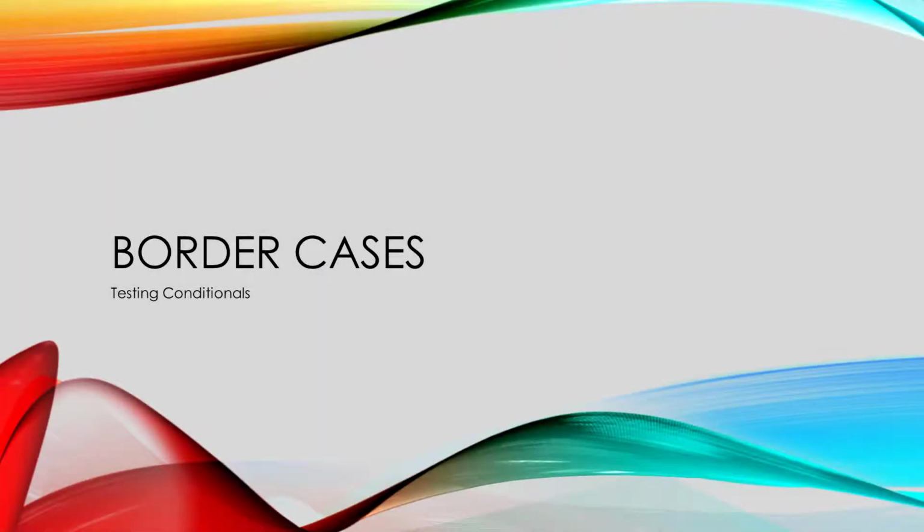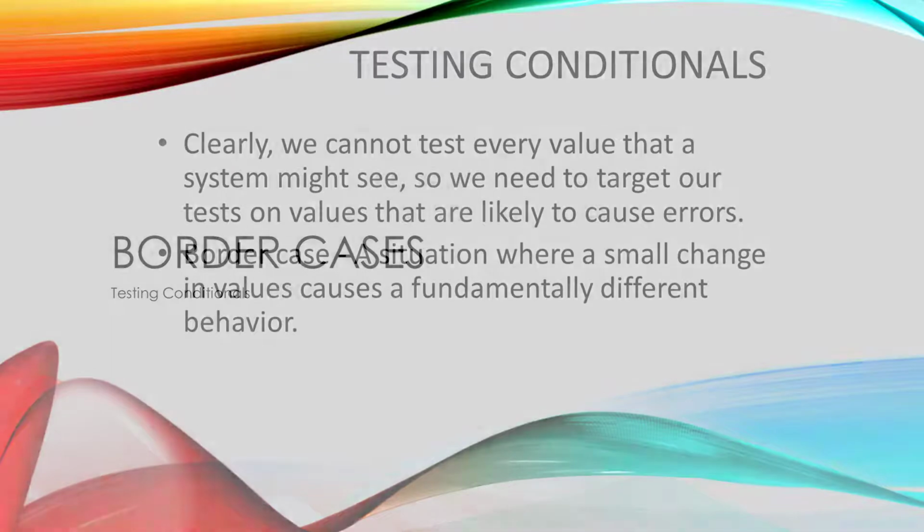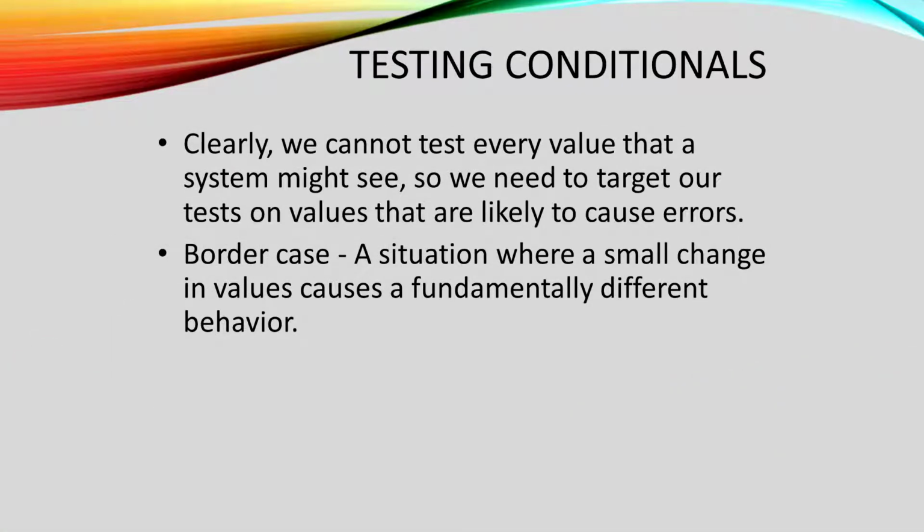Up to this point, we developed our tests a bit haphazardly. Good software engineers do that with much more discipline. We want to be careful that we test every possibility. So when we're working with conditionals, we use the concept of border cases to make sure that we test all of the important situations. When we're testing conditionals, we usually cannot test all of the possible values, so we have to be smart about what we choose to test.